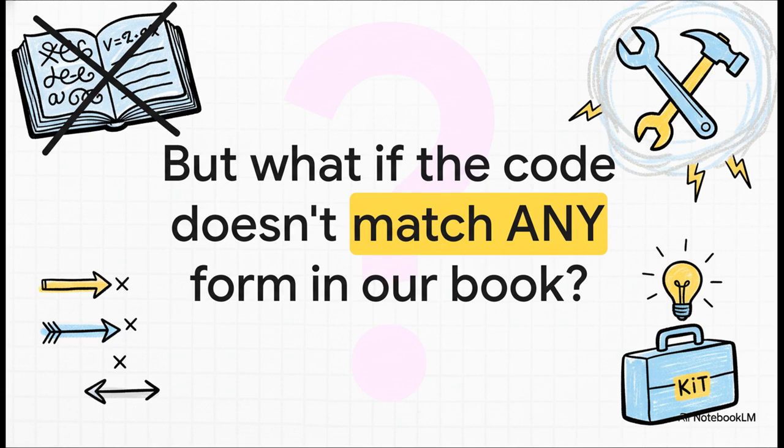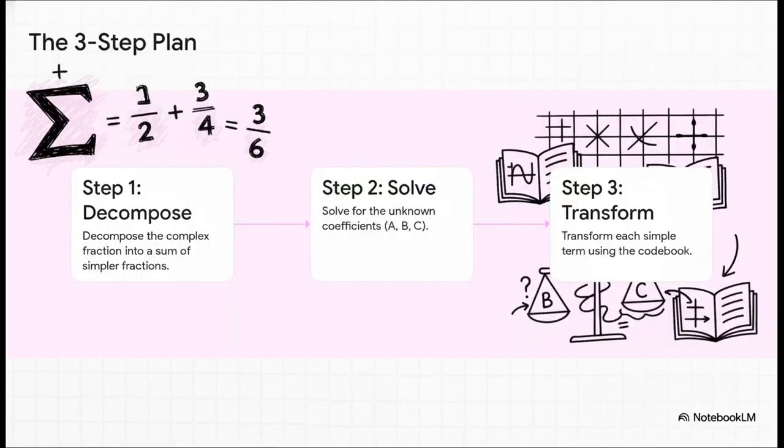Don't panic. We have one more tool, and it is our secret weapon. The strategy is called partial fraction decomposition. And here's the 3-step attack plan. First, we're going to take that one horrible fraction and break it into a sum of much simpler, happier fractions. Second, we'll have to do a bit of algebra to figure out the new numerators, the a, b, and c. And finally, the magic part. Each of those new, simple pieces will be a pattern we can easily find in our codebook.